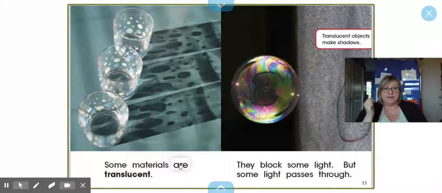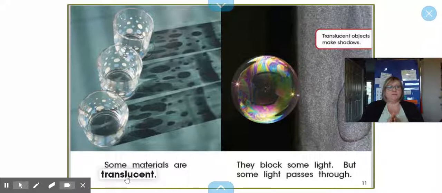Some materials are translucent. Ooh, let's clap that word. Translucent. It's a longer word. They block some light, but some light passes through. Here's my caption. Translucent objects make shadows.